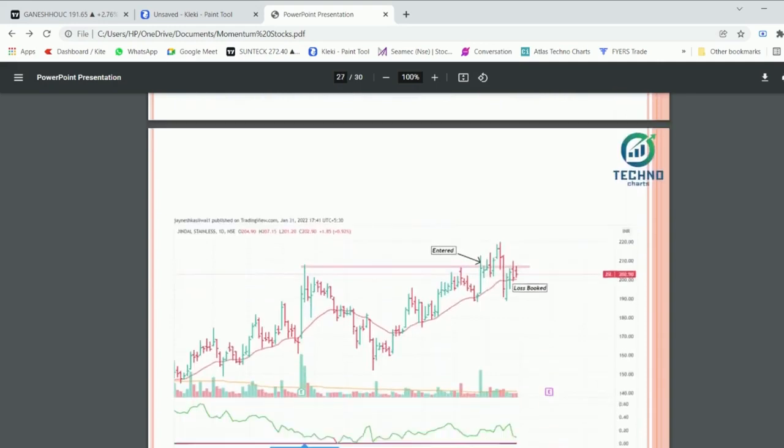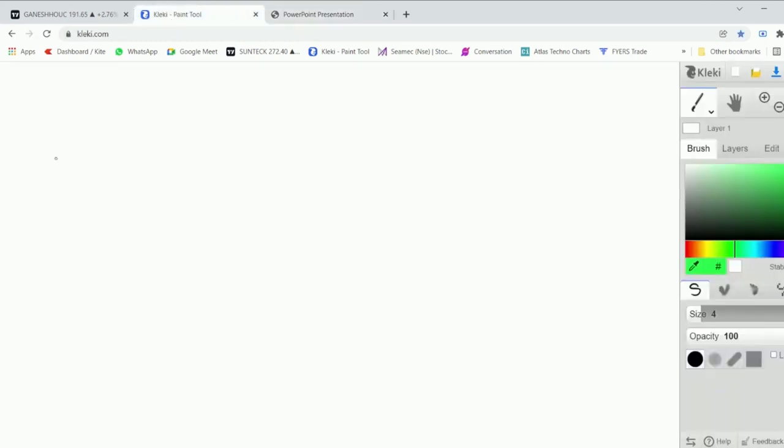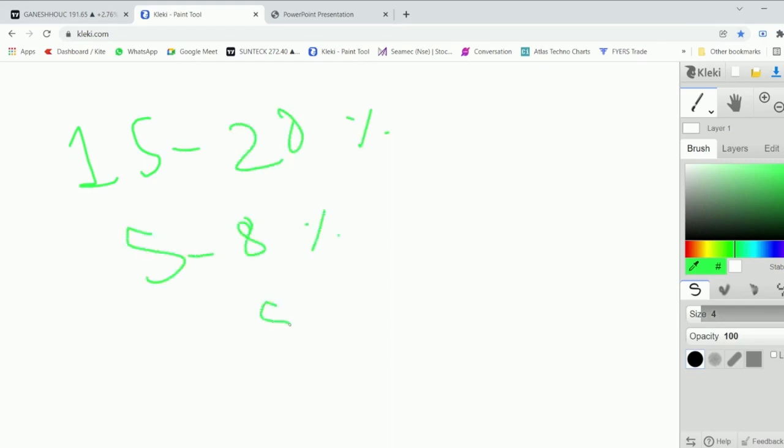And for example, in case of Jindal Stainless Steel, if you had entered here and exited here, then that is not an issue. You always have to keep in mind, whenever you are making profits, your profit should be in the percentage terms of 15 to 20%, and whenever you are making loss, your loss should be capped to 5 to 8%. And hence, even with a 50% win ratio, using this strategy, you can make a decent amount of money over a period of time.